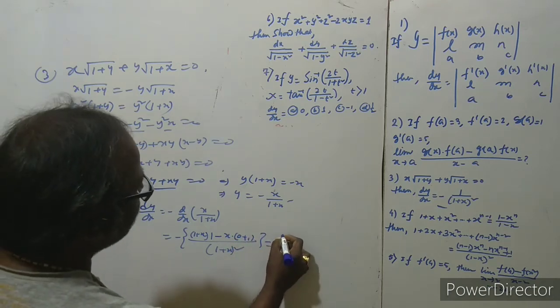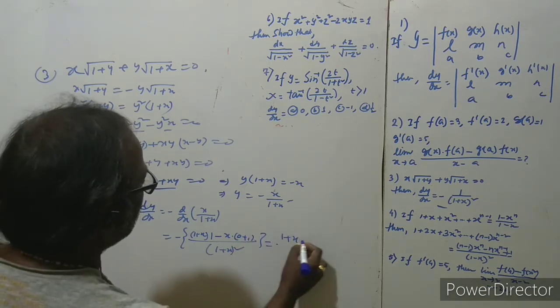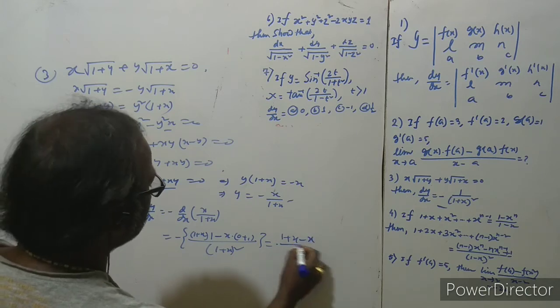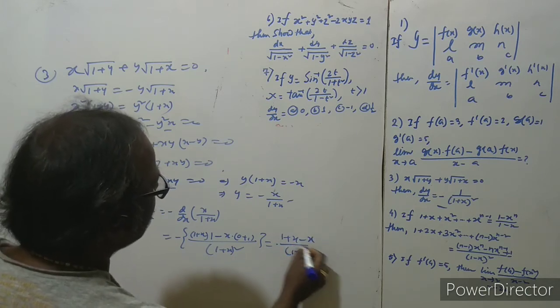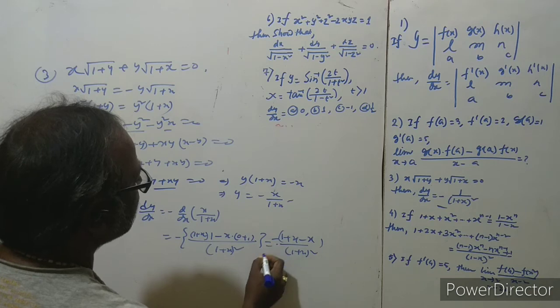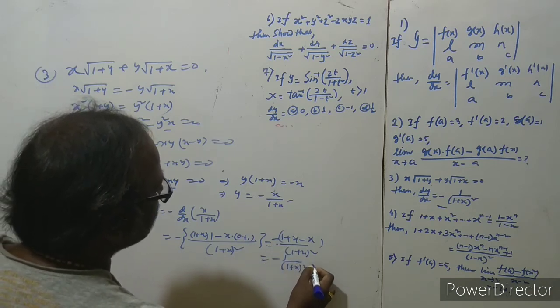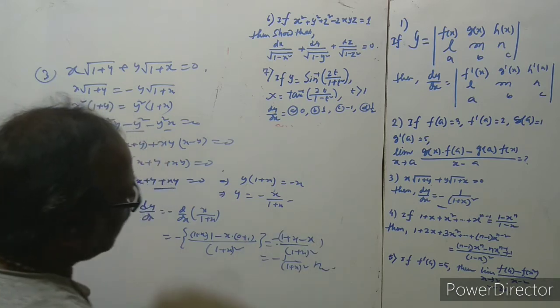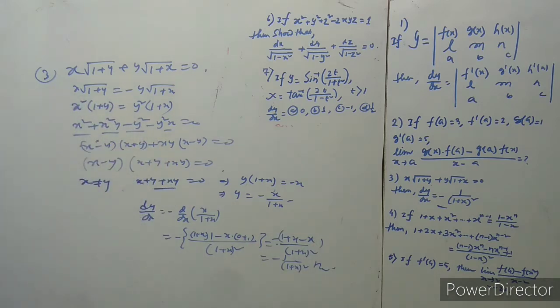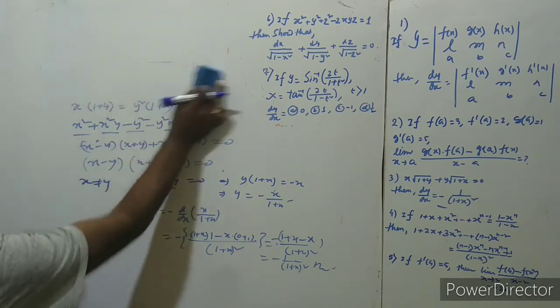Now see, 1 plus x minus x by 1 plus x whole square here, so this is here minus. So the answer is 1 by 1 plus x whole square. This is the answer. And the next problem is problem 4.